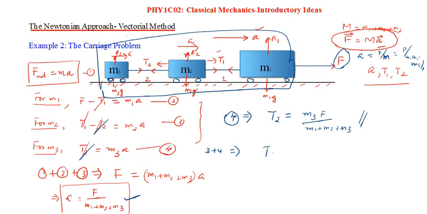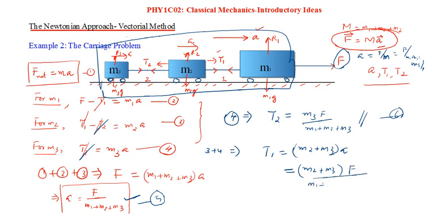So T1 is equal to, from that equation, we get (M2 plus M3) into A. That is T1. And can you substitute for A? A is nothing but F by M1. So this is A, equation number 5, and this is equation number 6. So using that, T1 is (M2 plus M3) into A, where A is nothing but F divided by (M1 plus M2 plus M3). Sorry, M3. So that is equation number 7.